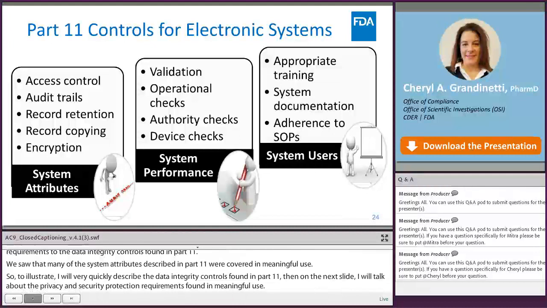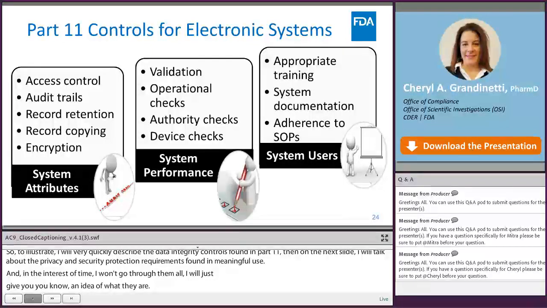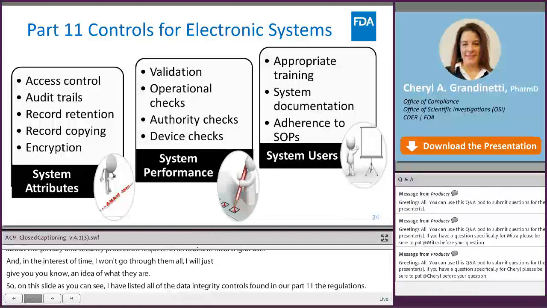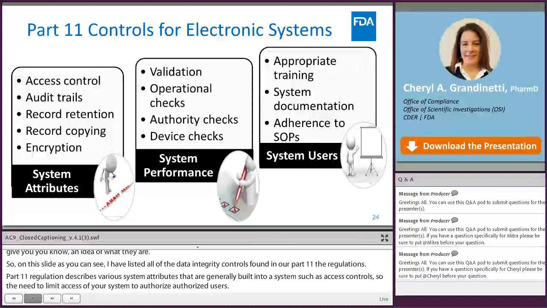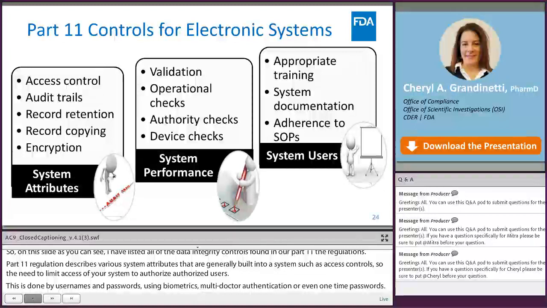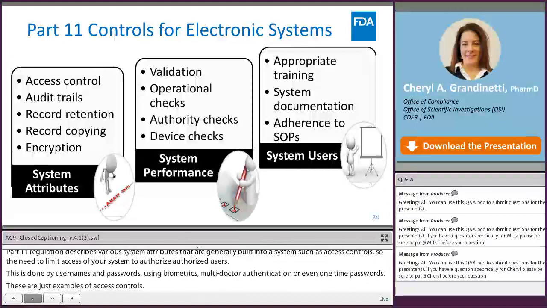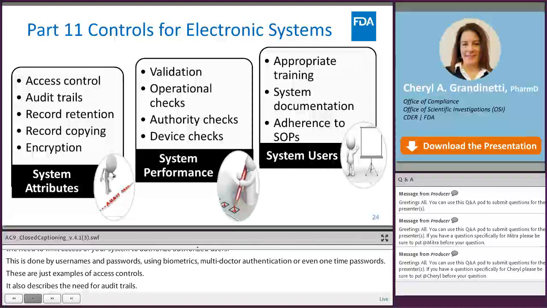So on this slide, as you can see, I've listed all the data integrity controls found in our Part 11 regulations. And Part 11 regulation describes various system attributes that are generally built into a system, such as access controls, so the need to limit access of your system to authorized users. And this is usually done by employing usernames and passwords, using biometrics, multi-factor authentication, or even one-time passwords. These are just examples of access controls. The regulation also describes the need for audit trails to identify who entered the data and when, and to track changes to the data. And then encryption to ensure data security.